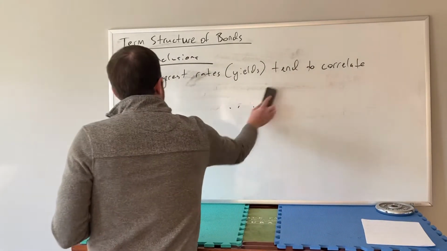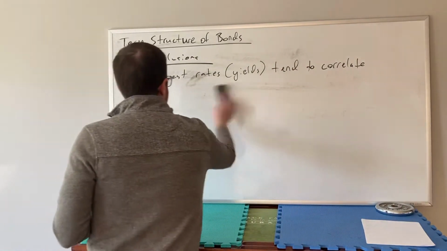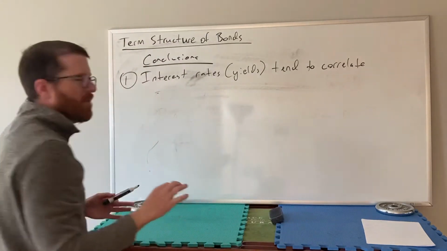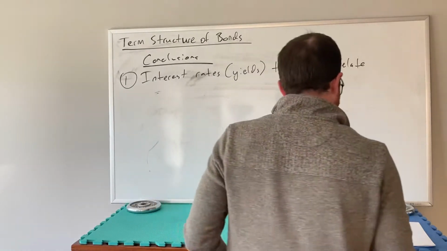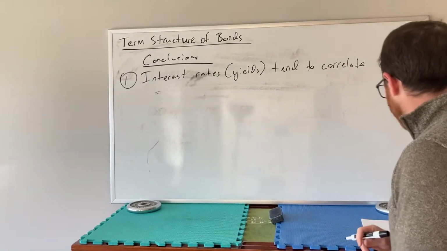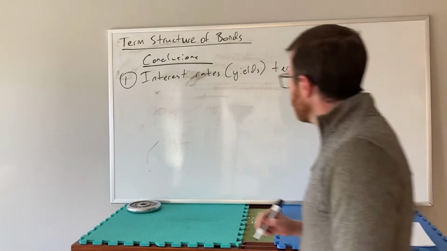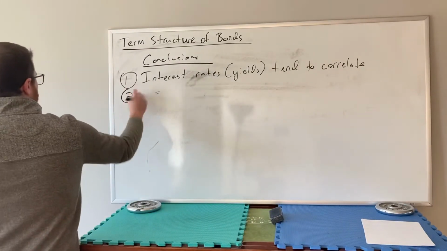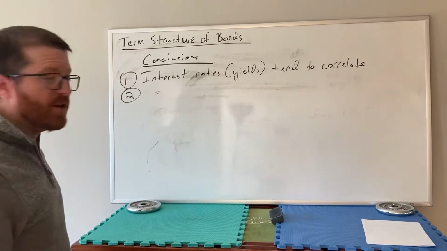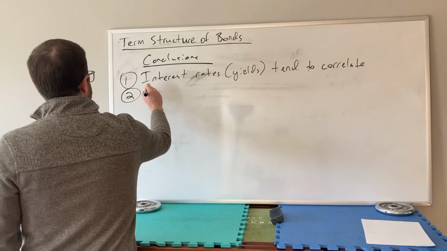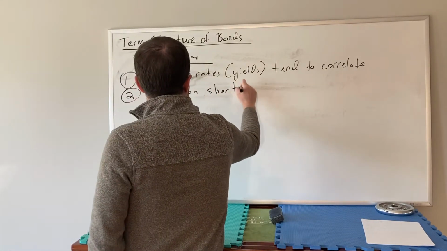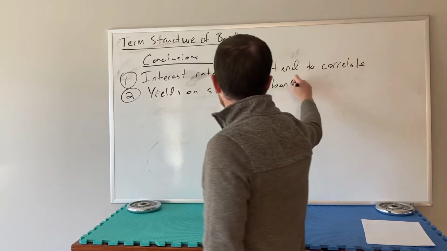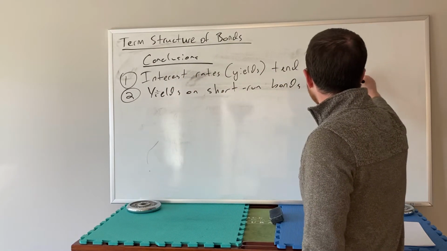So that one's relatively easy to understand, and we don't really need a whole lot of analysis to think about why that's the case, okay? But we will do a bit more analysis just to make sure we understand the logic there. The second thing that we can see about these yields is that the yields on short-run bonds are more volatile.